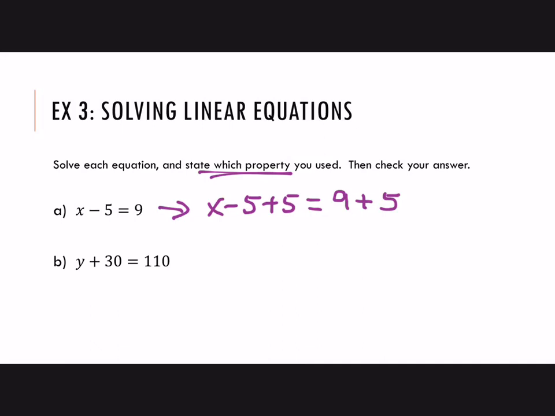Alright, and then notice because I added something to both sides, that's the addition property of equality. And I'm going to start abbreviating these POE. So if you see that, that's property of equality. Then on the left I have x minus 5 plus 5 is 0. And on the right, 9 and 5 is 14. And then x plus 0 is just x. Alright, so that is solved.